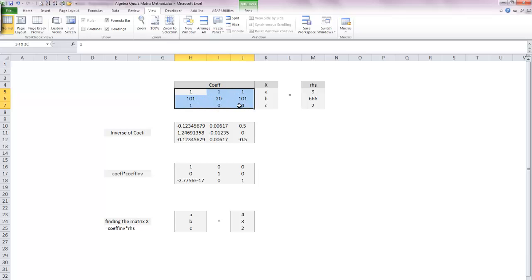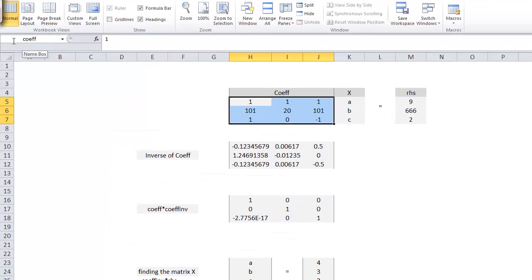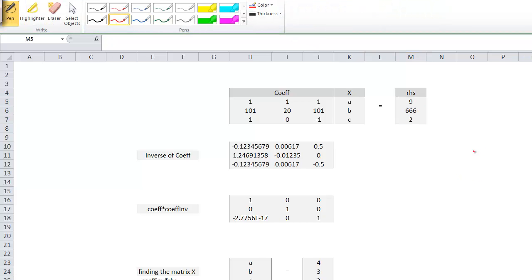Okay, I've named this. I highlight this whole thing, and in the name box here, I list this as coefficient, and I'll list the ABC vector as x. To do that, simply highlight this, put in x and enter. That's it. And I call the right hand side this vector, which is 9, 666, and 2. So what the matrix equation says is we've got the coefficient matrix times x is equal to the RHS, the right hand side.